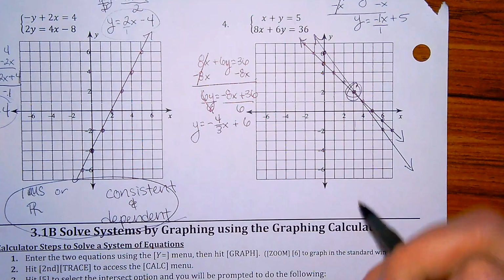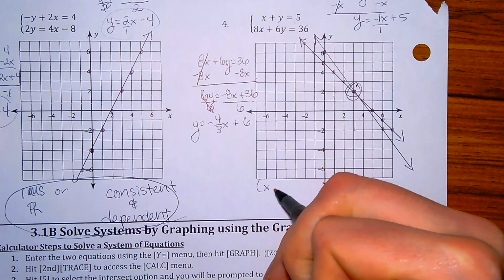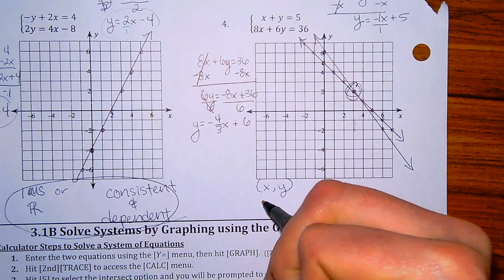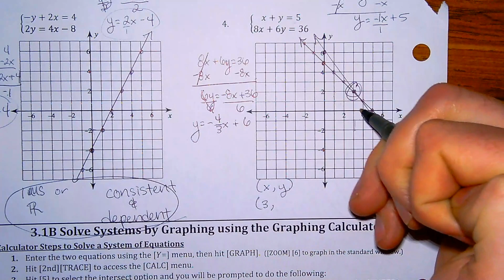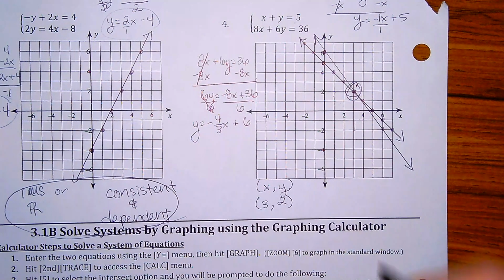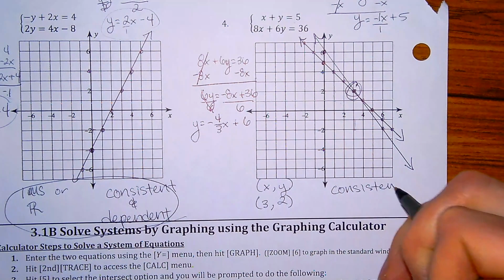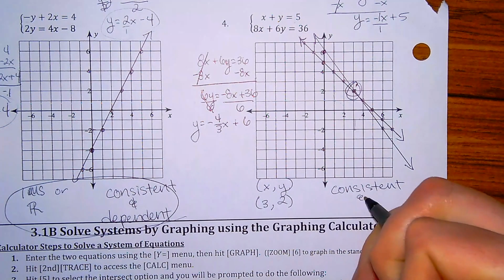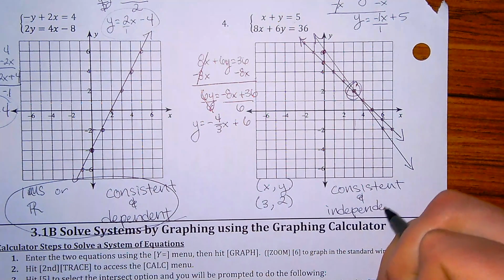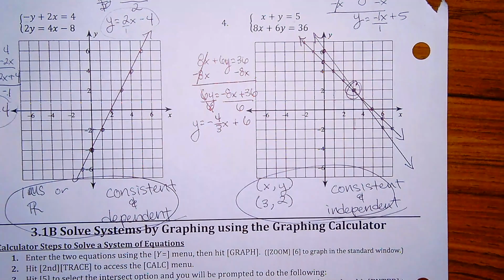From there, let's actually work it out. What is my solution? Remember, it's an x, y solution in this case. My x is 1, 2, 3. And my y is 1, 2. And just like the previous one, it is consistent and independent. They move independently of each other, is how I can think about it. That's my answer for that equation.